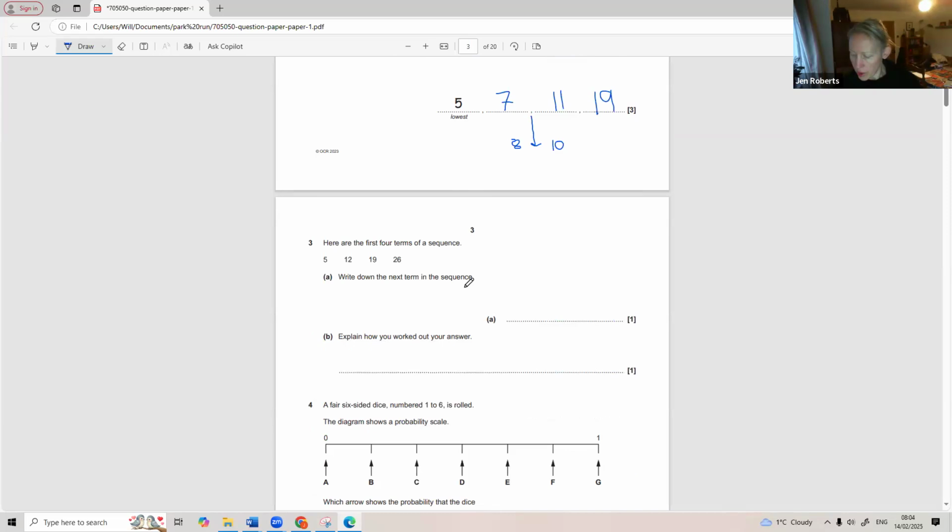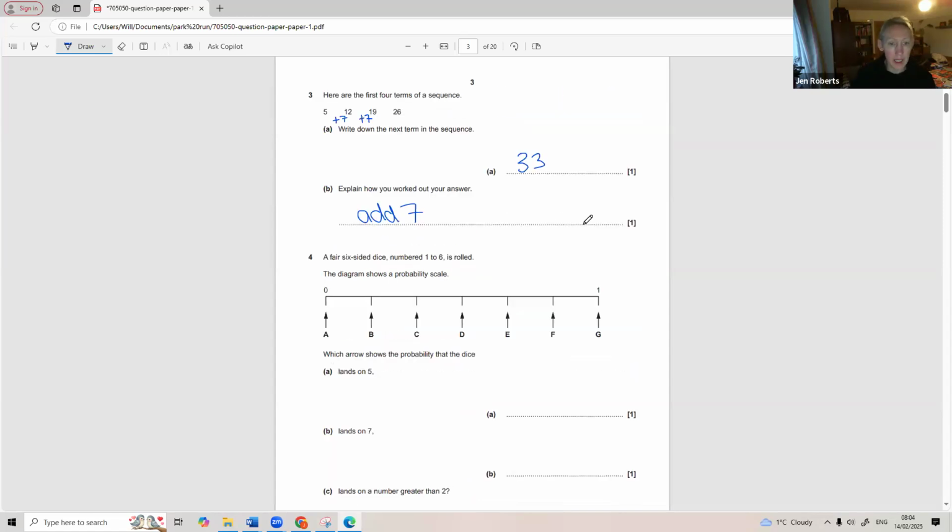Okay, so question 3. Write down the next term in the sequence. What's the next number in the sequence? Let's just have a look what's going on. So we're adding 7 each time here, aren't we? So 26 add 7 is 33. Explain how you worked out your answer. Add 7.